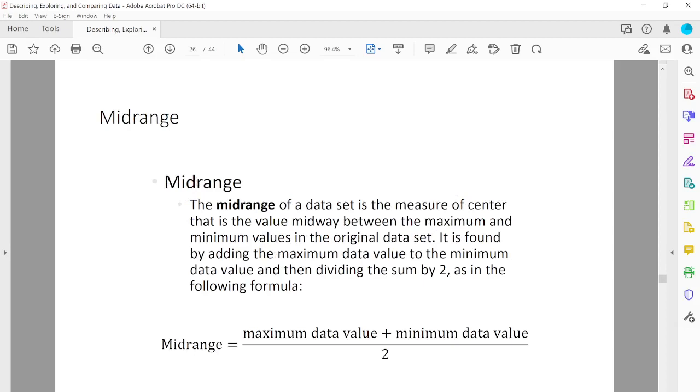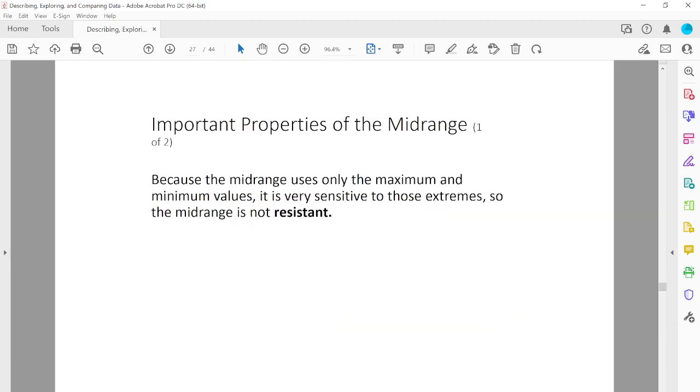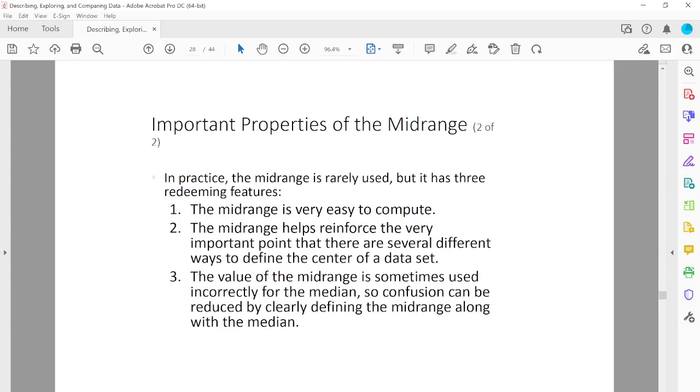There is another measure of center called mid-range. For finding the mid-range, we have to sort the data and add the maximum data value plus the minimum data value and divide it by 2. That gives you the mid-range. The mid-range is not resistant. It changes because of the outlier, so it's not resistant. Though, it's very easy to compute.